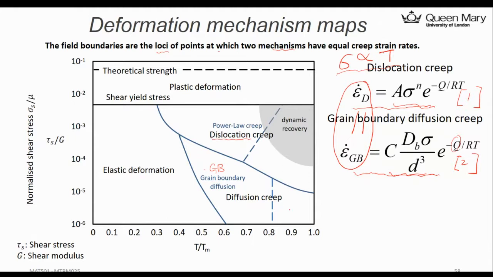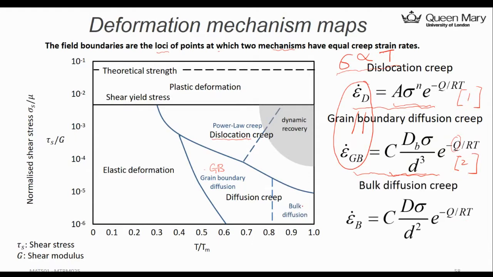And similarly, if you have another mechanism called bulk diffusion, which is at the bottom here, it has an equation very similar to grain boundary diffusion, but less sensitive to the grain size d. And similarly, Q is different from the dislocation creep. So you can set this equal to the dislocation creep strain rate. And again, you will get the equation for this line, so probably from here.